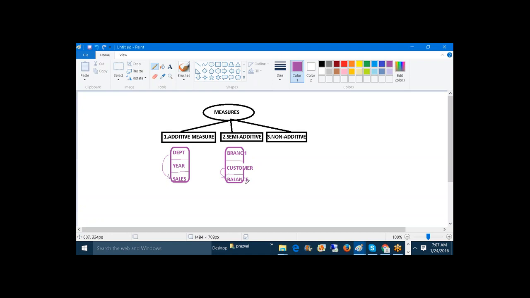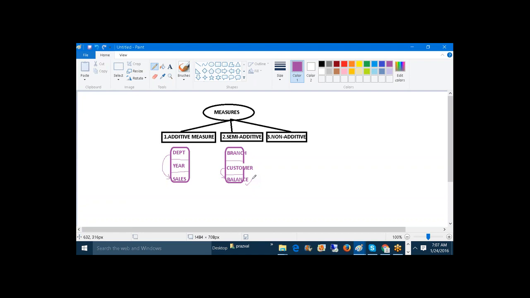So now here on the balance, if you apply max or min, it is going to give us meaningful outputs. Whereas if you apply sum, it won't give us any meaningful outputs. So if the measure is supporting only a few of the aggregations, and if it is giving us meaningful output, then such a kind of measure is known as the semi-additive measure.